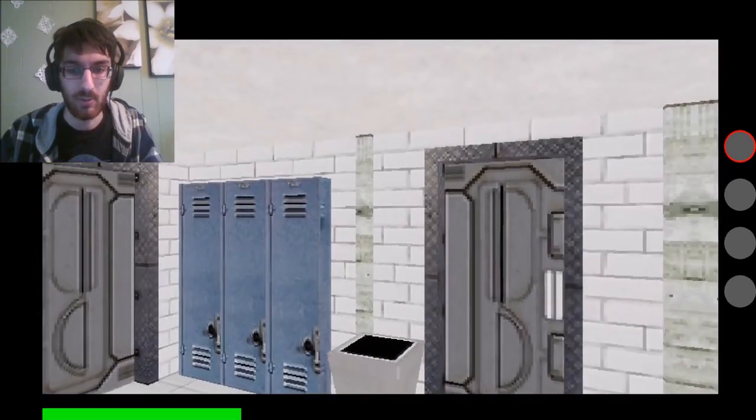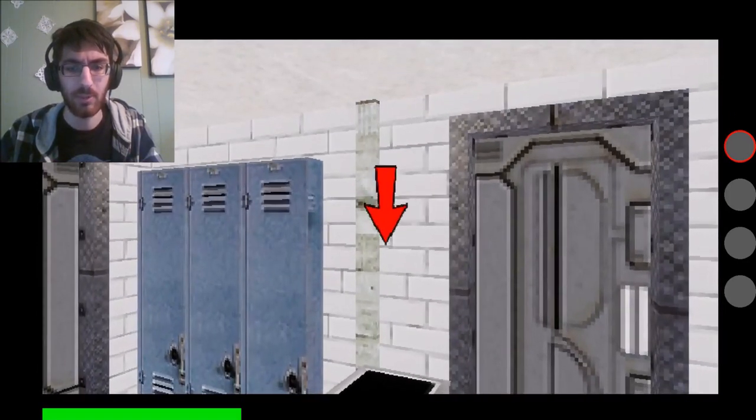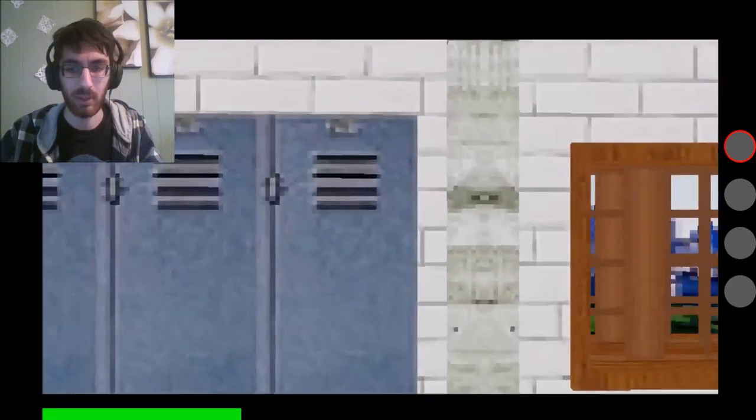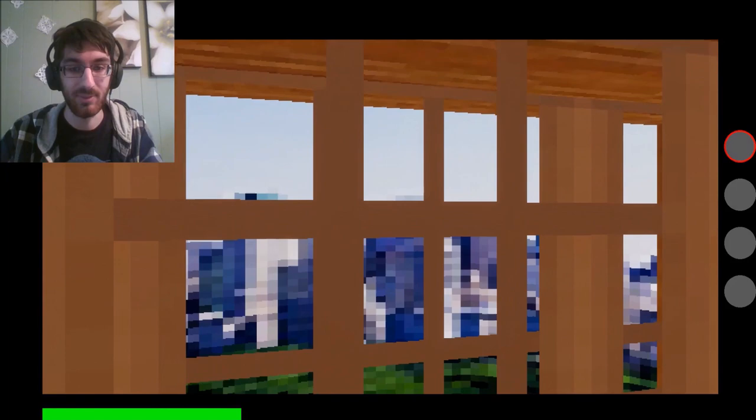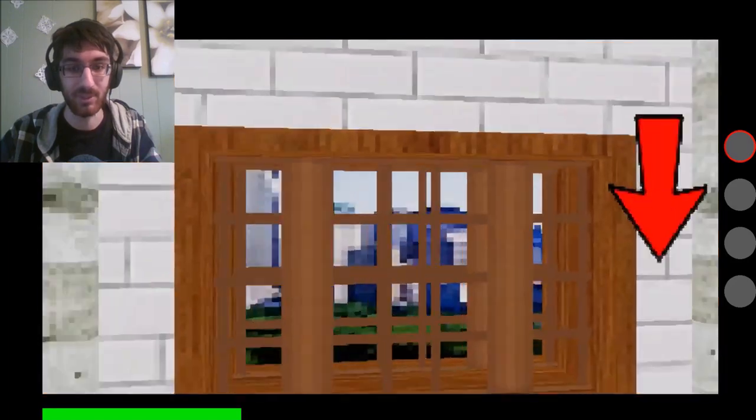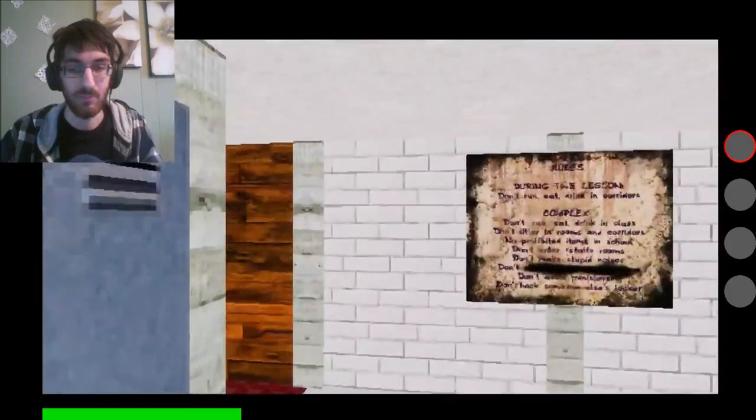Are you done talking? Good. Is this the thing with the arrow pointing down? Is that a waste bin? It looks like it. And that's supposed to be outside with the buildings and stuff. Why does my view bob up and down?